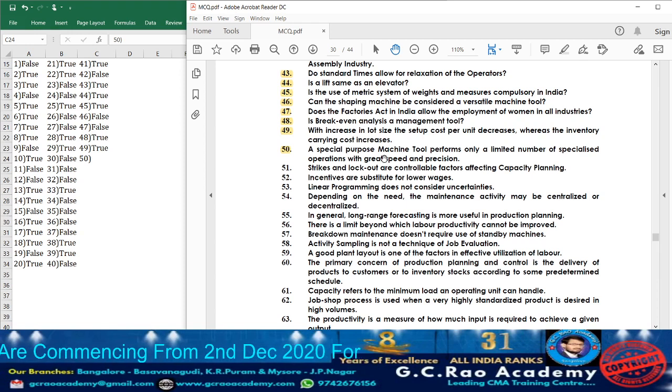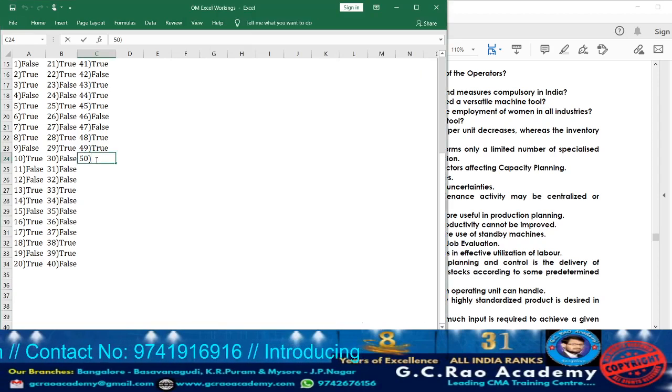See what they're telling, a special purpose machine will be utilized in the process of continuous production system. In the continuous production system, usually they are going to utilize the special purpose machine tool. It performs only a limited number of specialized operations with great speed and precision. Yes, it is true because this special purpose machine will be utilized for some specific purpose itself. So statement 50 is true.